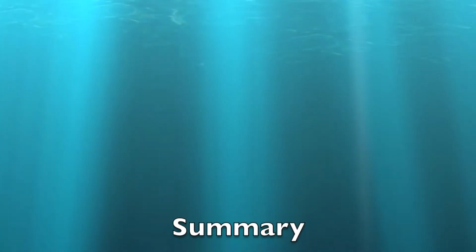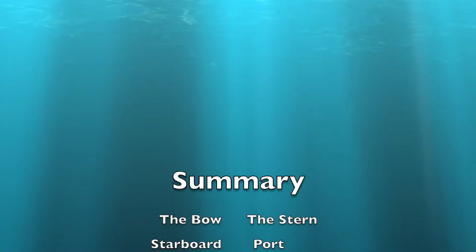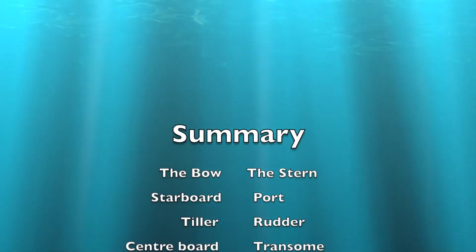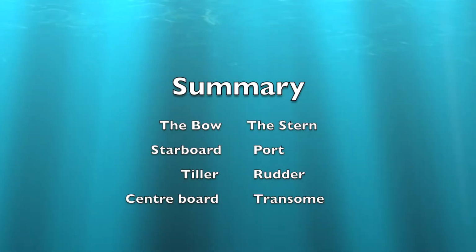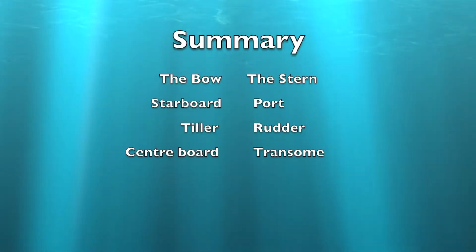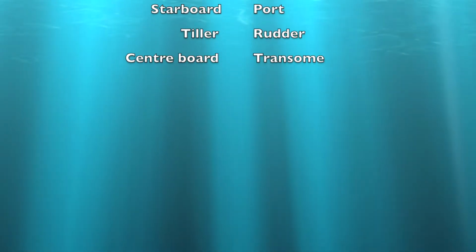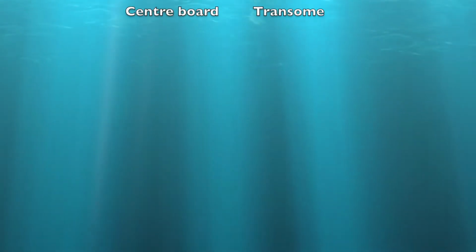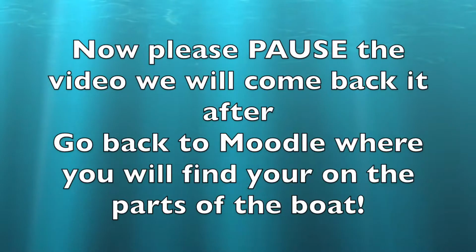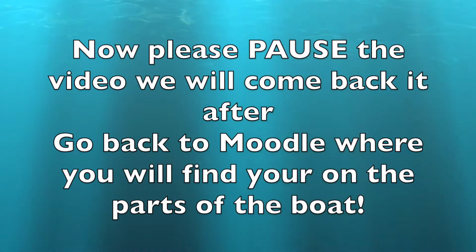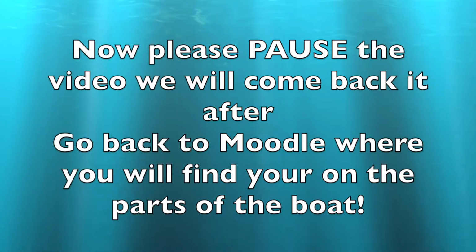So to summarise, there are 8 parts of the boat: the bow, the stern, starboard, port, the tiller, the rudder, the centreboard, and the transom. Now please could you pause this video? We will be coming back to it after a short quiz.